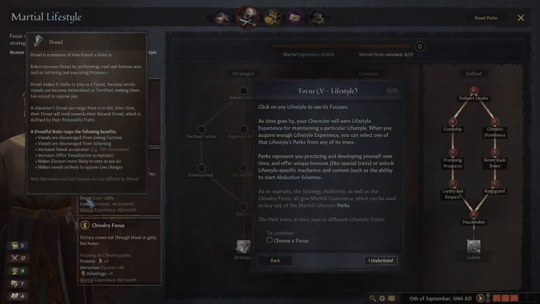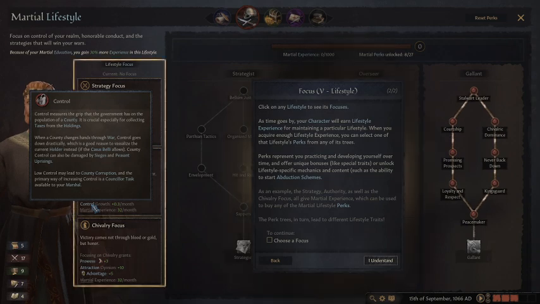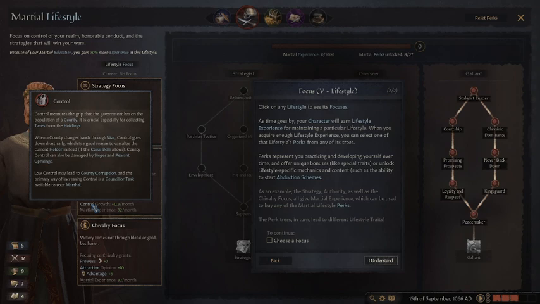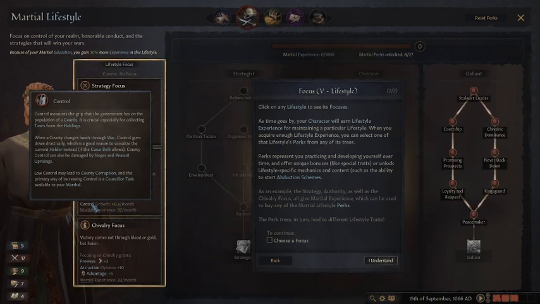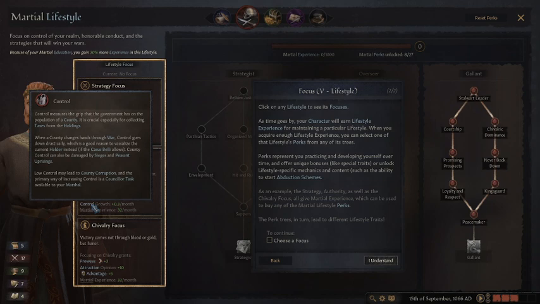Note that brave and bold vassals are less affected by dread. Control measures the grip that the government has on the population of a county. It is crucial, especially for collecting taxes from the holdings. When a county changes hands to new war control, control goes down drastically, which is a good reason to vassalize the current holder instead, if the casus belli may allow.